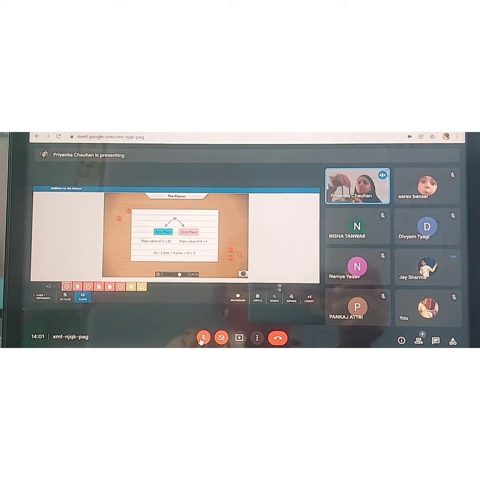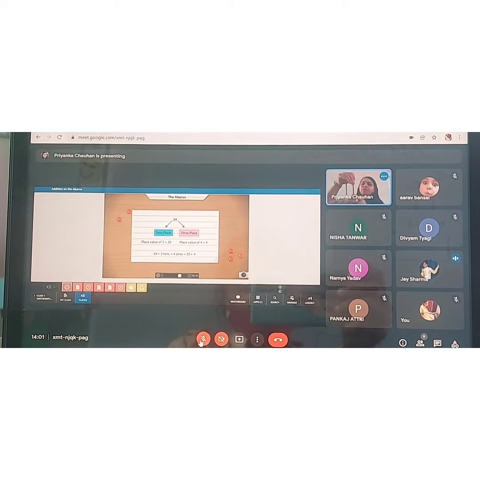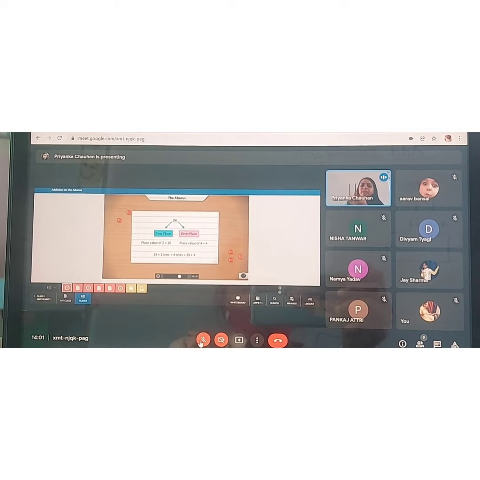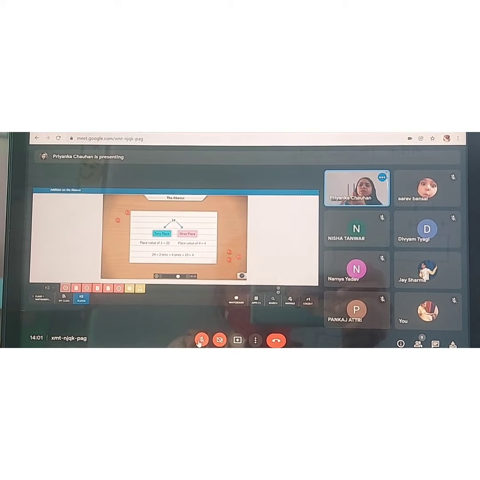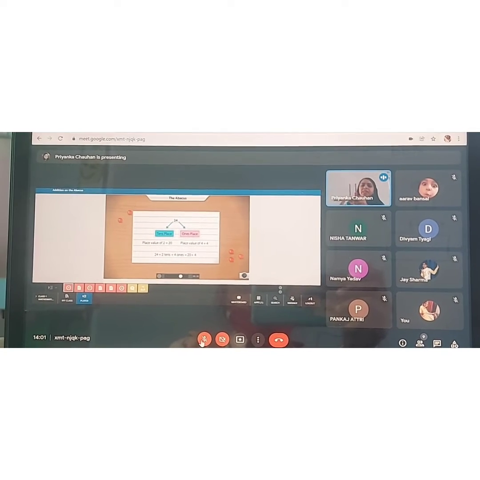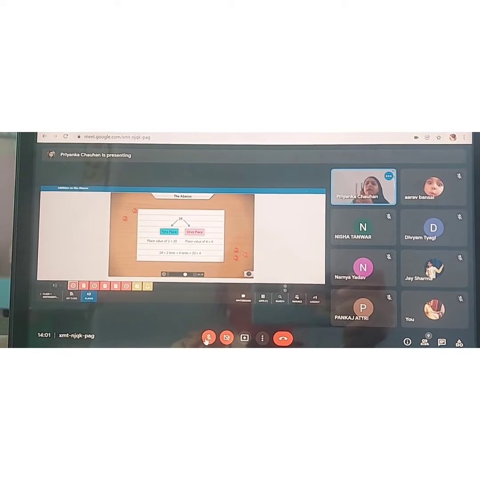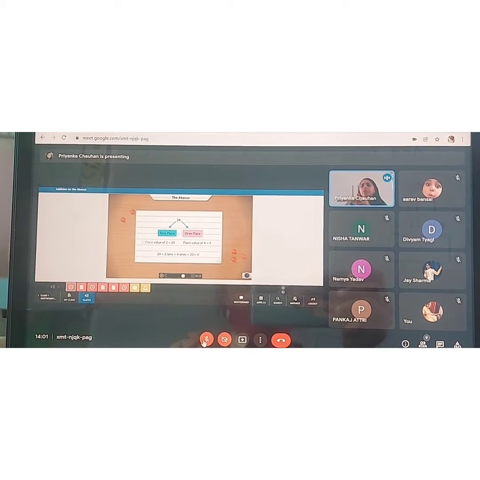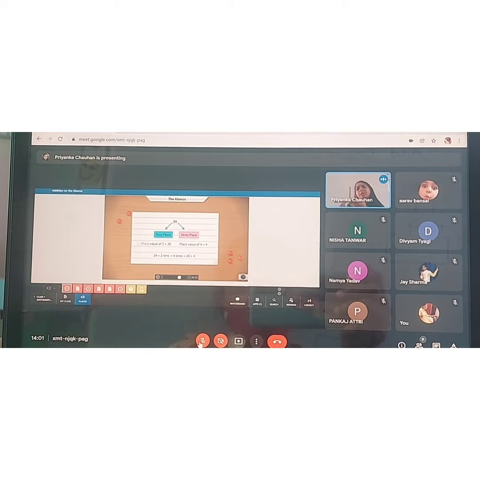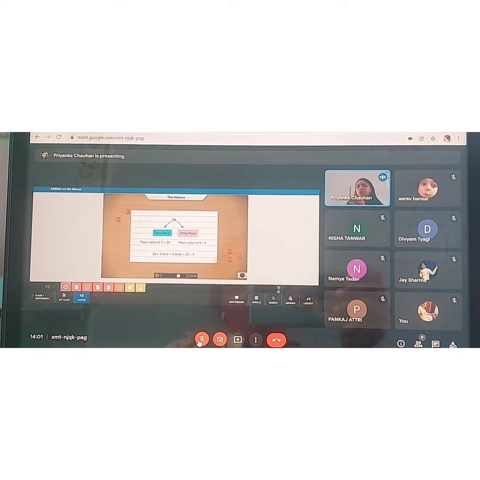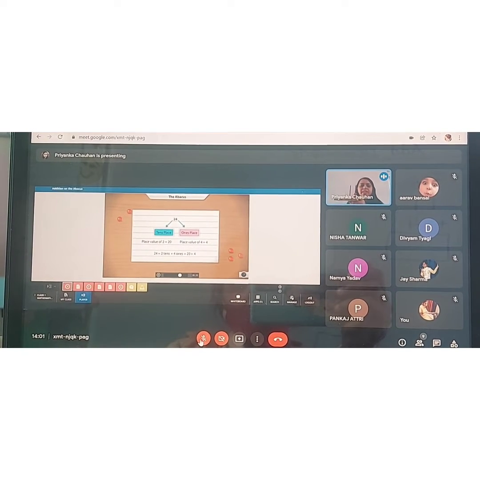1, 2, 3 and 4. Here we have 2 tens, here we have 4 ones. 24. 2 tens is equal to 20 and 4 ones is equal to 4. 24. The number is 24. Okay. Let's see the video ahead.